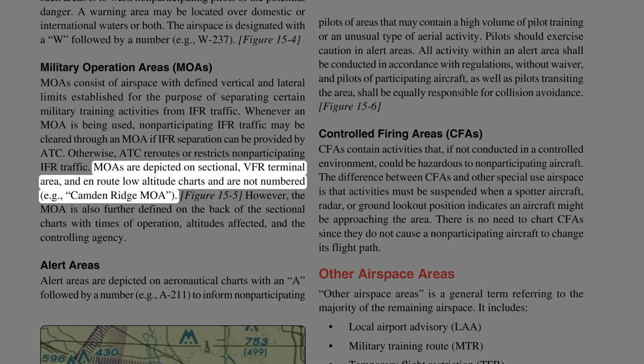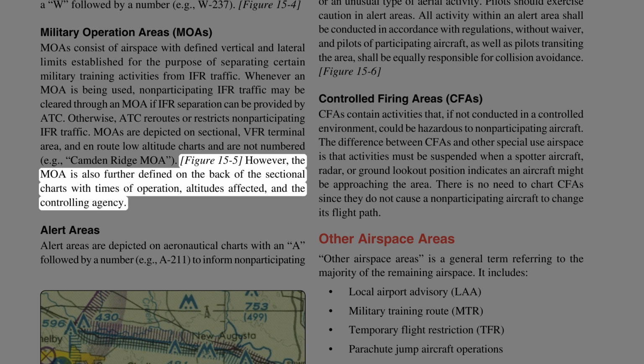MOAs are depicted on sectional, VFR terminal area, and en route low-altitude charts and are not numbered, e.g., Camden Ridge MOA. Figure 15-5. However, the MOA is also further defined on the back of the sectional charts with times of operation, altitudes affected, and the controlling agency.